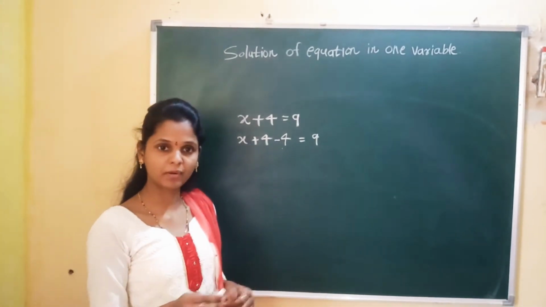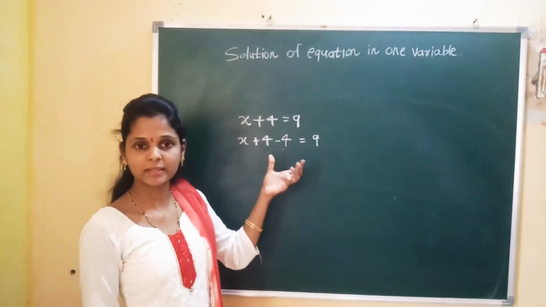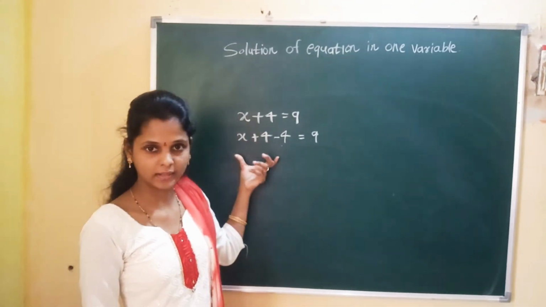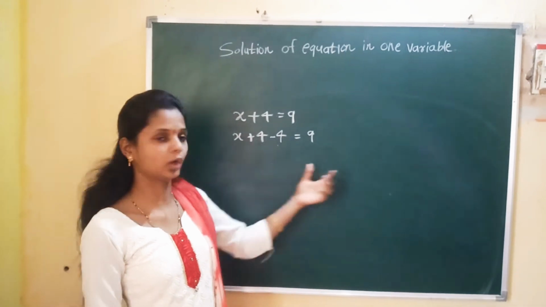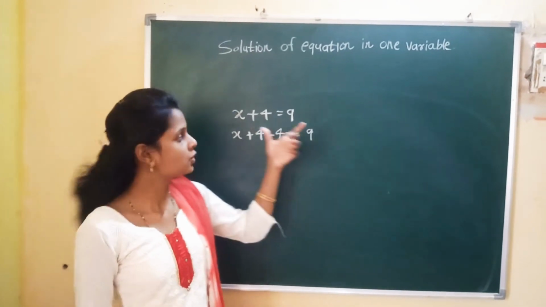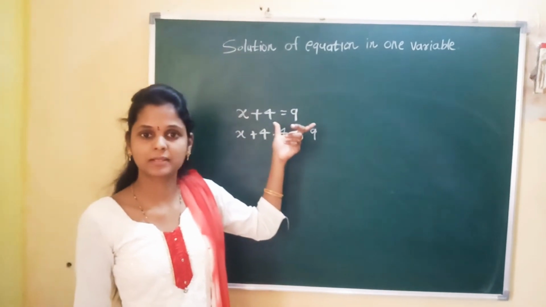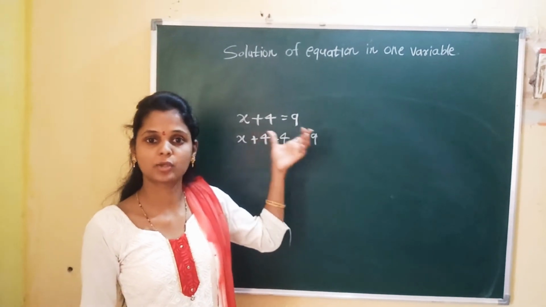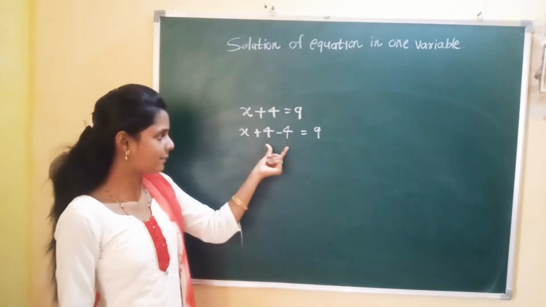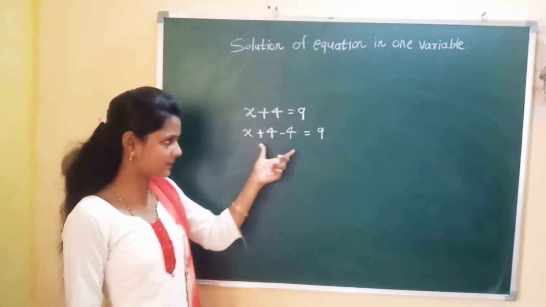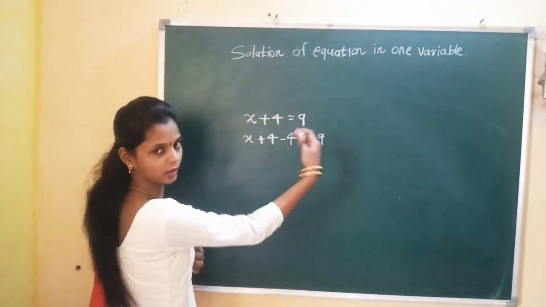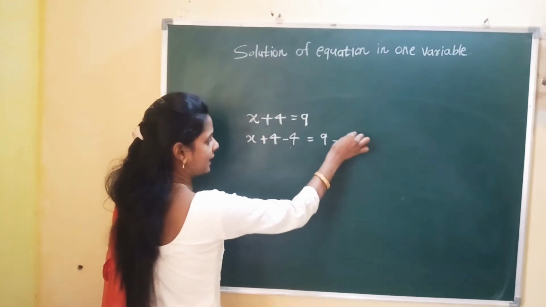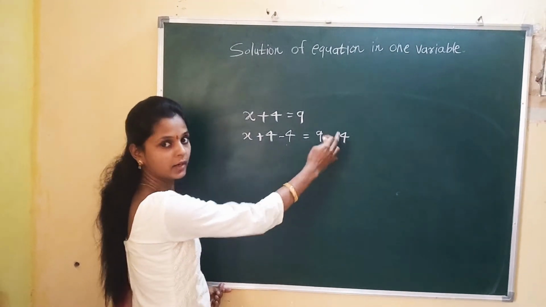You have to remember one thing: whenever you are doing something on the left hand side, you have to do the same thing on the right hand side also, so that the equation will remain the same. The value of the equation is not going to change. So I am subtracting from the left hand side, so I have to do this for the right hand side also, which means I am going to subtract 4 from the right side also.